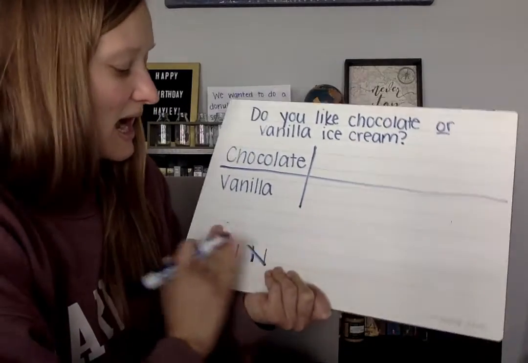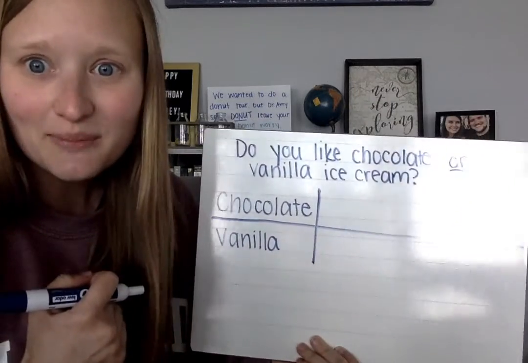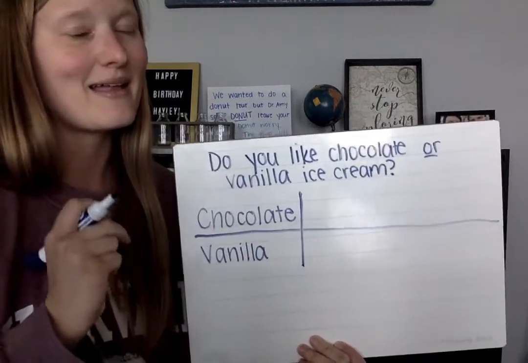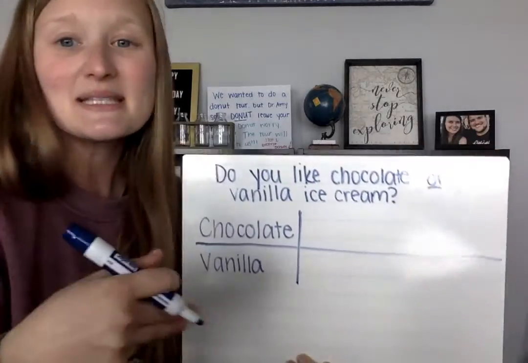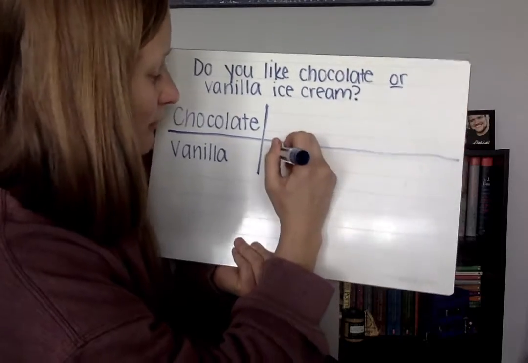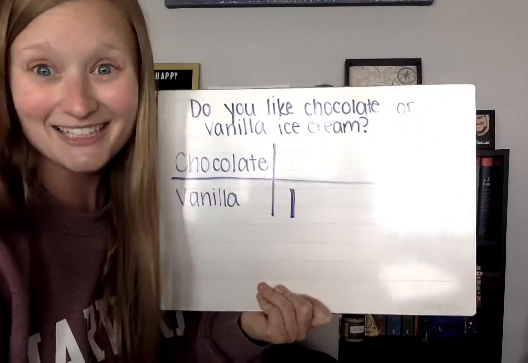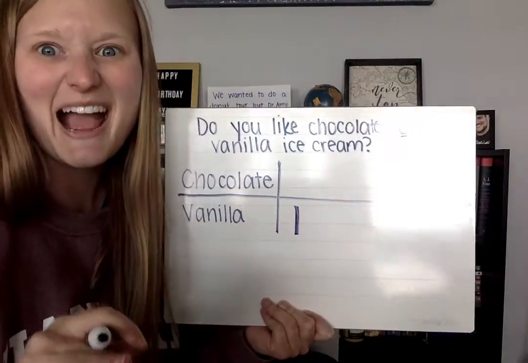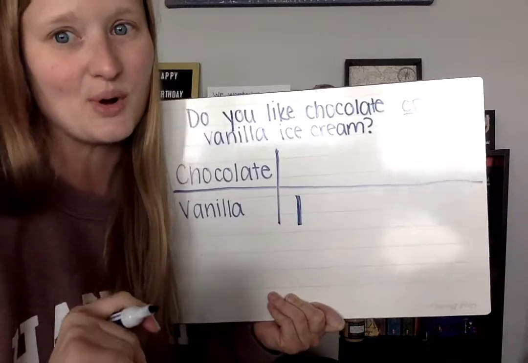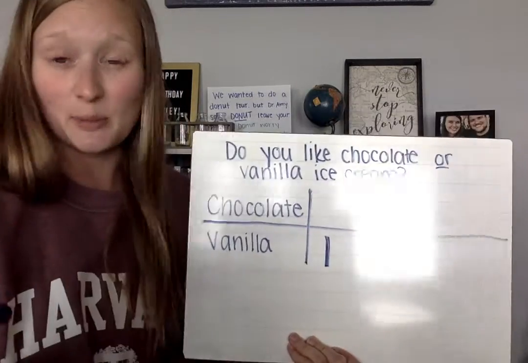All right, so I am going to start collecting my data. I'm going to start with myself. I like vanilla ice cream best. I'm a simple vanilla ice cream girl, so I'm going to write 1 tally for vanilla ice cream. All right, so I want us to each ask 5 different people about their favorite ice cream. You may have 5 people in your home.